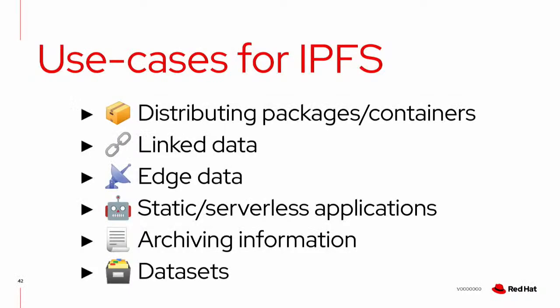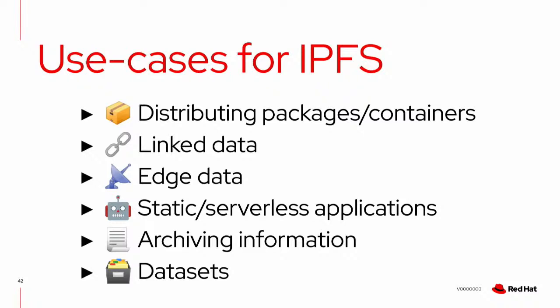So, use cases: distributing packages or containers. This is really nice because, again, if you have a really widely used container image, it's going to be deduplicated. Linked data: because this doesn't rely on any central server, and because you can build data structures, you can just plug this into something like a Git commit or some blockchain transaction, and it's always going to be there.